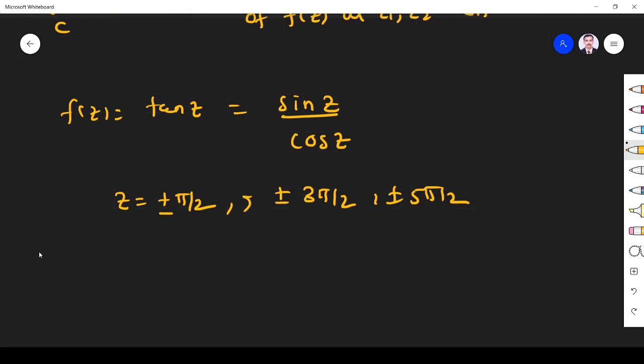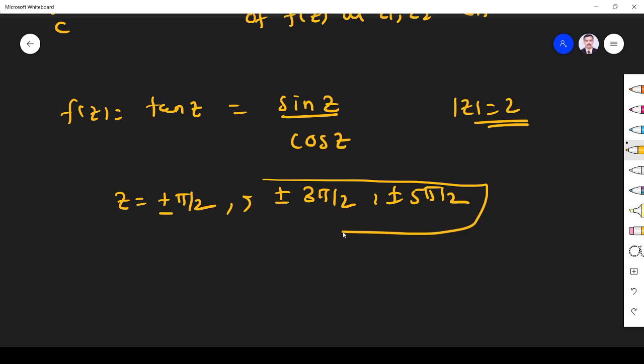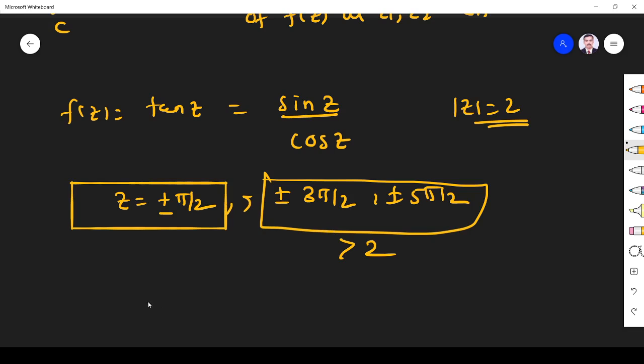So mod z is 2. Mod z is equal to 2 means whatever the value of z which lies within the 2, we have to take into account. So here you see, except z equal to plus or minus pi by 2, all the values are greater than 2, right? So only this one we have to take into account. So residue we can find.